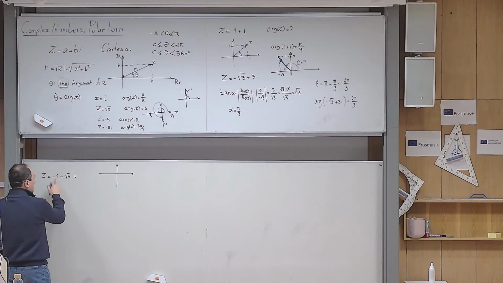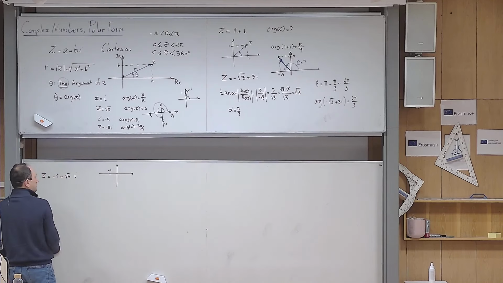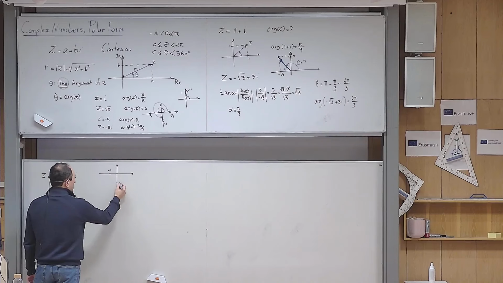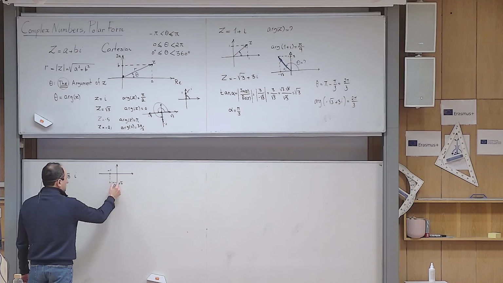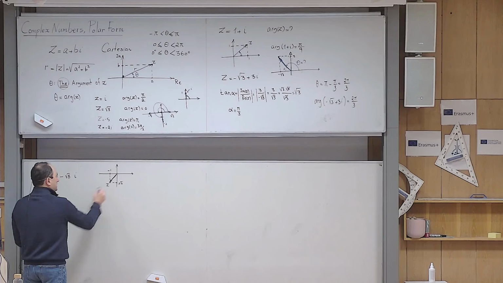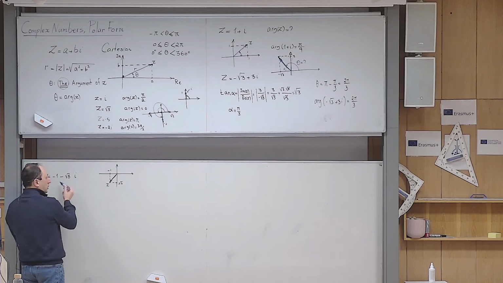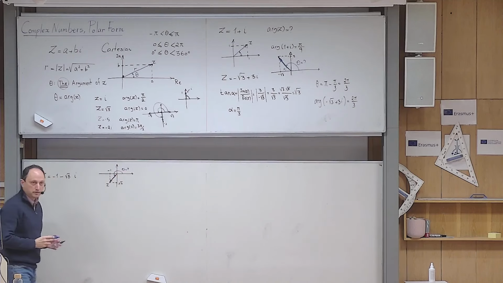Approximately, the real part is minus 1. Let us say here is minus 1. The imaginary part is minus the square root of 3, which is a little bit bigger. And this is my angle. This is the vector. But what is the angle that I am looking for? The argument always starts from the positive part of the real axis and goes to this vector. So this is the angle that you're supposed to find.